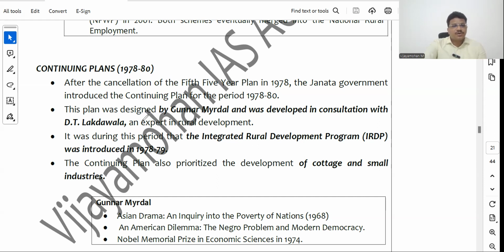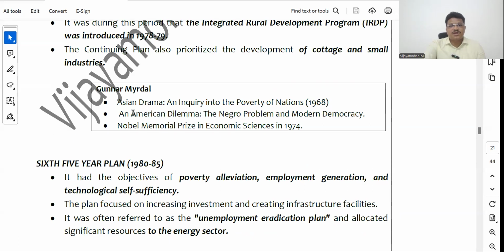Okay, so Gunnar Myrdal. It was during this period that the Integrated Rural Development Program, IRDP, was introduced in 1978-79, and the continuing plan also prioritized the development of, as I told you, cottage and small industries. Just try to remember the facts about Gunnar Myrdal. He wrote a book, Asian Drama: An Inquiry into the Poverty of Nations, in 1968, and An American Dilemma: The Negro Problem and Modern Democracy, and he got the Nobel Memorial Prize in Economic Sciences in 1974. He is a Swedish economist, right.